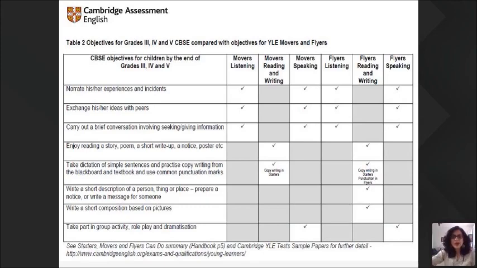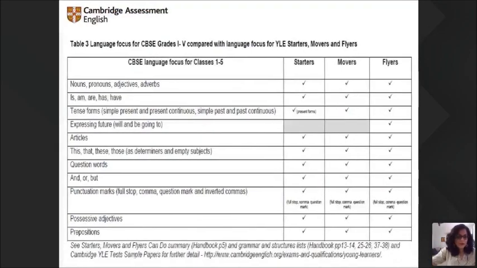So again, you will see what all is common in Movers listening, and then Movers reading and writing, and then you have Movers speaking, and the same three for Flyers, right? So these are kinds of templates that you can prepare, right? And now I'm going to show you one more template.